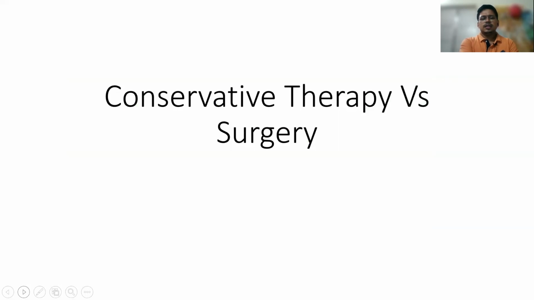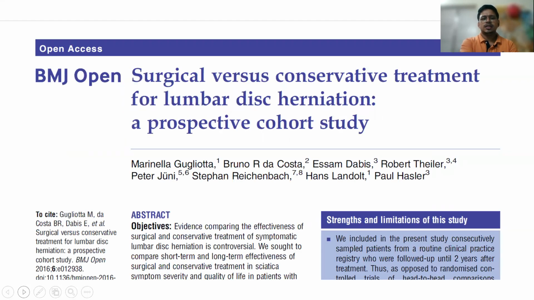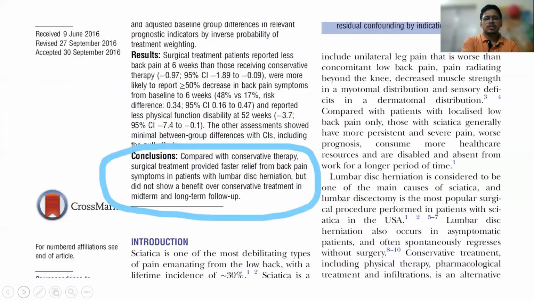There is a study comparing conservative treatment and surgery. In the British Medical Journal, they found that surgical treatment only provides faster relief: back pain symptoms resolved in 4 weeks, whereas with conservative treatment it takes 6 weeks. This is the only advantage of surgery, and it carries higher morbidity and higher cost, more suffering, and your quality of life is hampered with surgery.